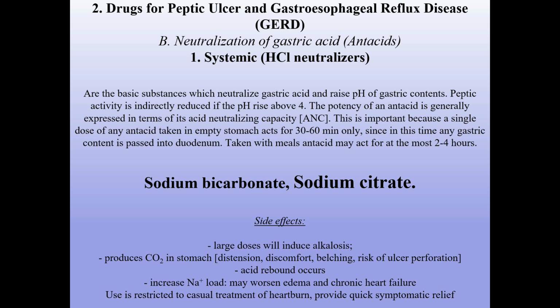First group is systemic. They are the basic substances which neutralize gastric acid and raise pH of gastric contents. Peptic activity is indirectly reduced if the pH rises above 4. The potency of an antacid is generally expressed in terms of its acid neutralizing capacity, ANC. This is important because a single dose of any antacid taken on an empty stomach acts for 30-60 minutes only, since in this time the gastric content passes into the duodenum. Taken with meals, antacid may act for at most 2-4 hours.